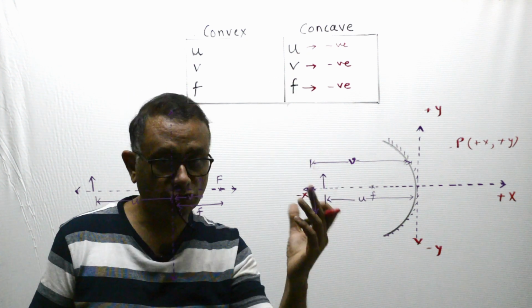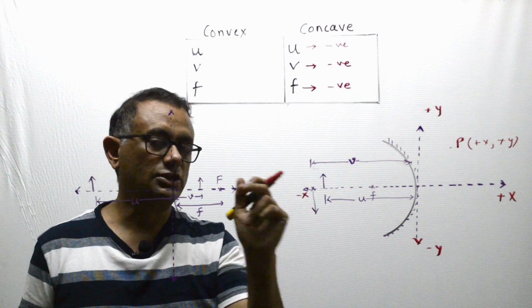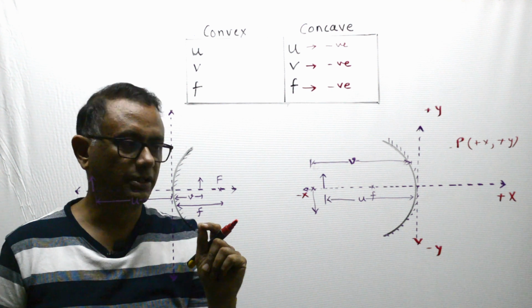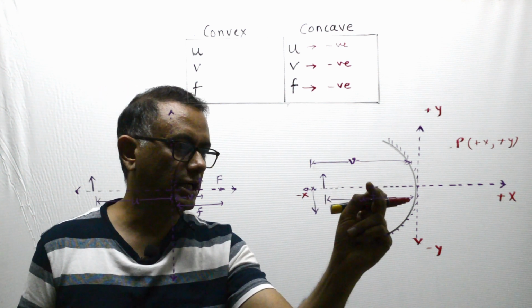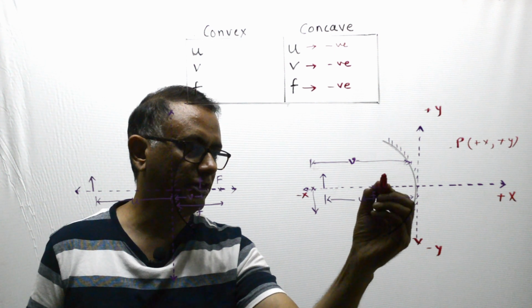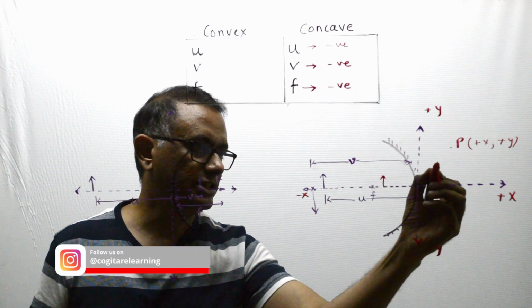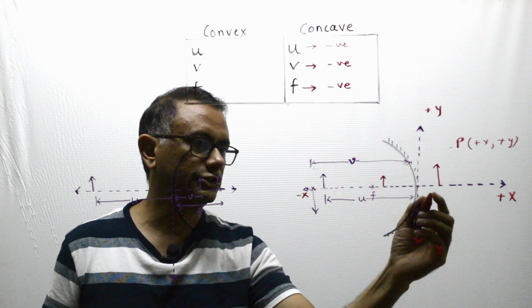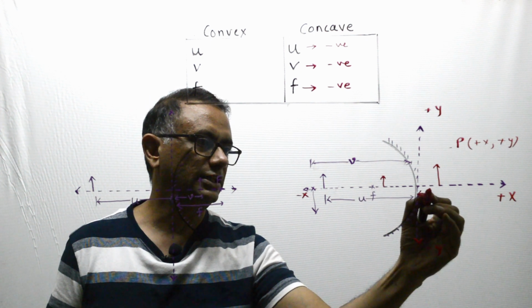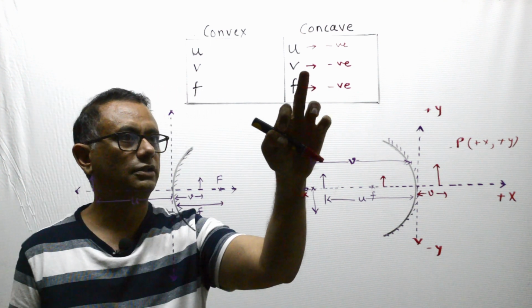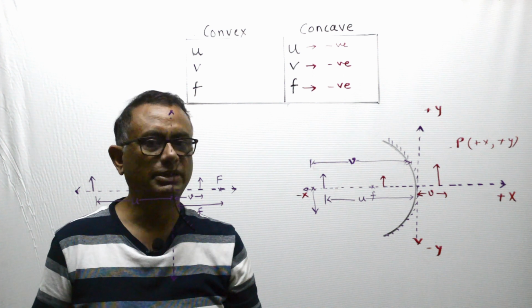This v sometimes could be positive. There is only one position for the concave mirror where you put the object between f and p. If you put the object between f and p, you are going to get the image somewhere here. So for that particular position of the object, the v is going to be positive. Apart from that, all other v will be negative.